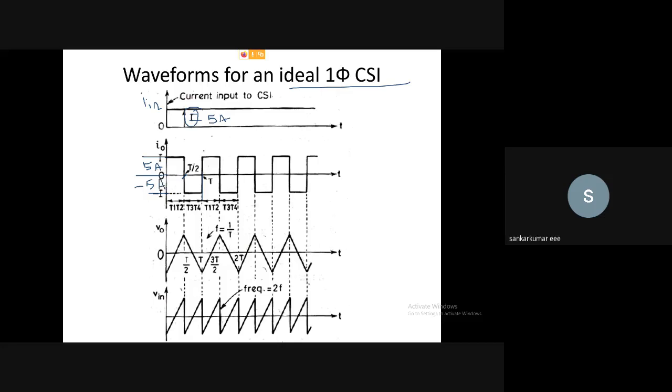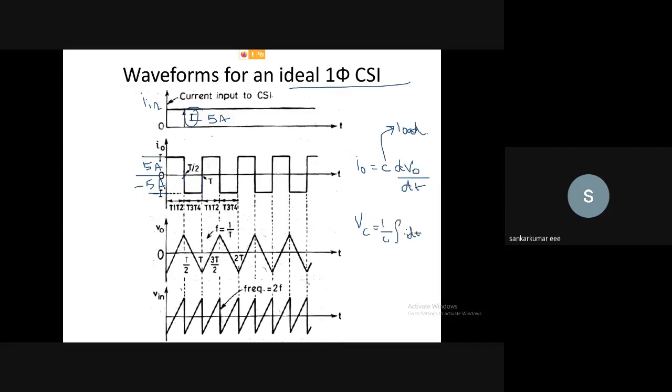So here it is a perfect square waveform since it is a current source inverter. And from this we can derive V naught. V naught can be derived using the expression I naught equals C dV naught by dt. Suppose we have a capacitive type of load, where C represents the capacitive load. Then we can use the normal expression Vc equals 1 by C integral of I dt.